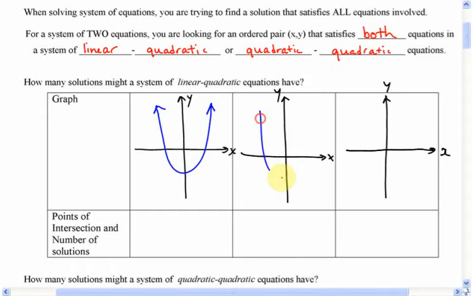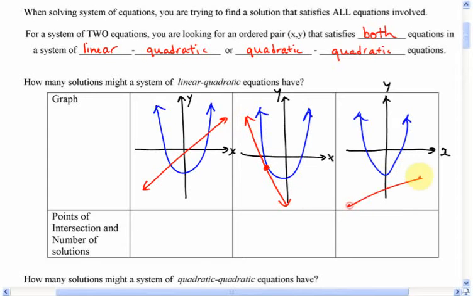Parabola, parabola, parabola. Here's the line. Here's the line. Here's the line. So notice the points of intersections are the number of solutions. So on the one on the left, we have 2 solutions. The one in the middle, we've got 1. And the one on the right, none. So no solutions.